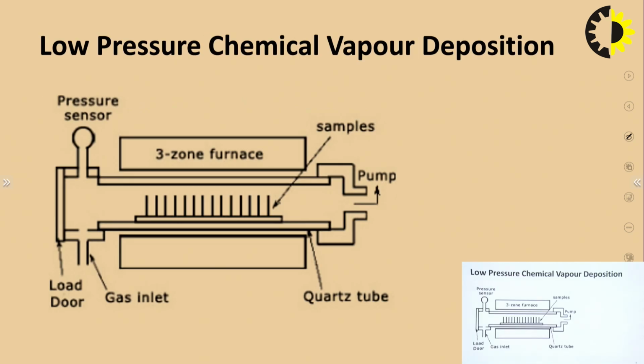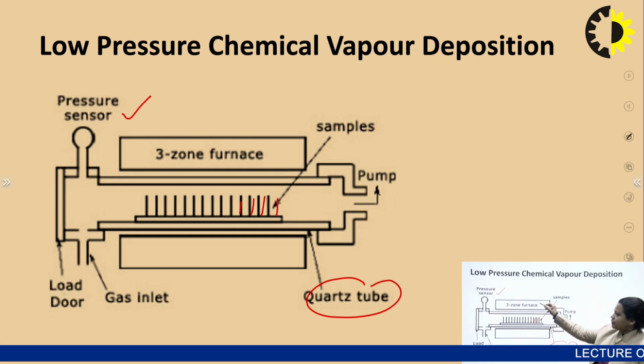Now another CVD method is low pressure chemical vapor deposition. In this the wafer is placed vertically. Here you can see these are the wafers. The wafers are placed vertically, and they are maintained in a quartz tube. The temperature and the pressure of this whole structure is maintained by a pressure sensor. The pressure sensor is used to maintain the pressure inside, because it is a low pressure CVD. The samples are the wafers. This is a 3-zone furnace.